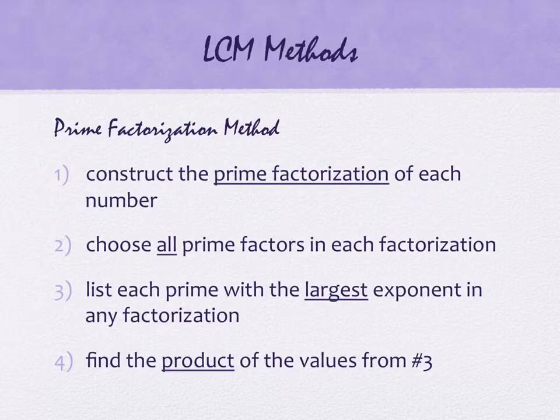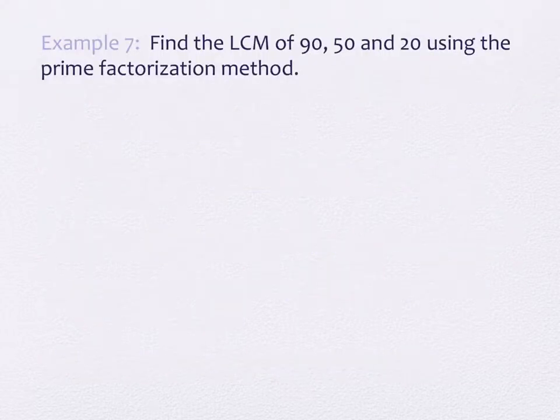Okay, so there are some slightly different pieces that change the results quite a bit. Listing all prime factors and using the largest exponent, those two pieces are going to drastically change what we end up with. So we'll do an example with 90, 50, and 20. There's nothing special about the fact that there are 3 numbers, but I want to show you how that looks. If you do it with two numbers, it's fine. It works the same way.